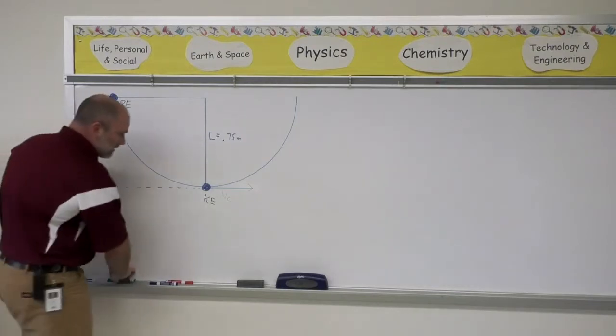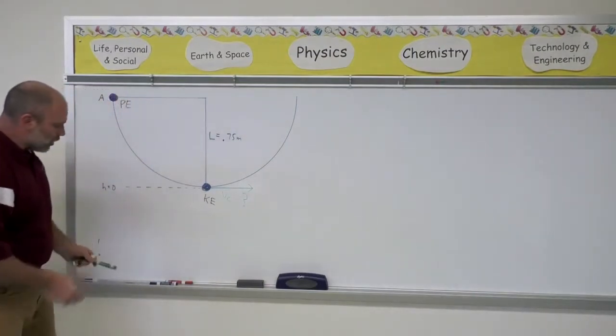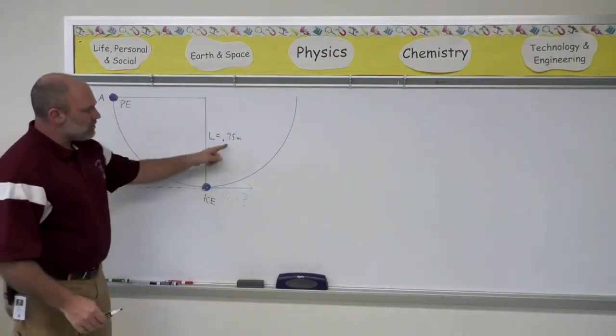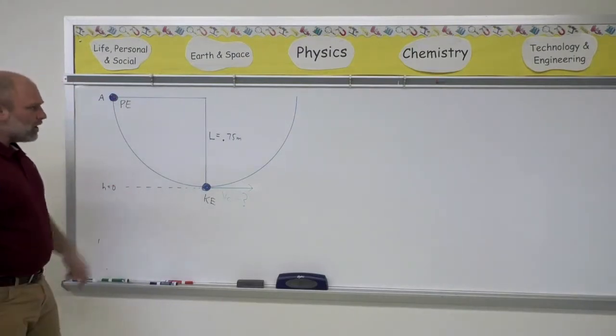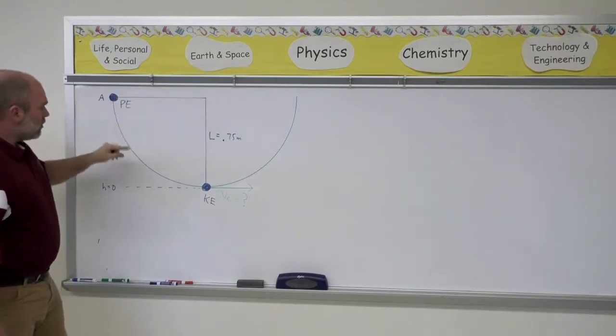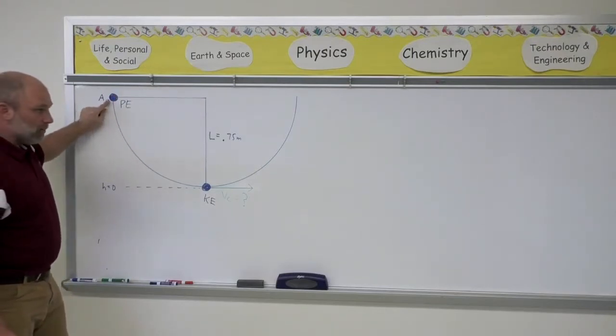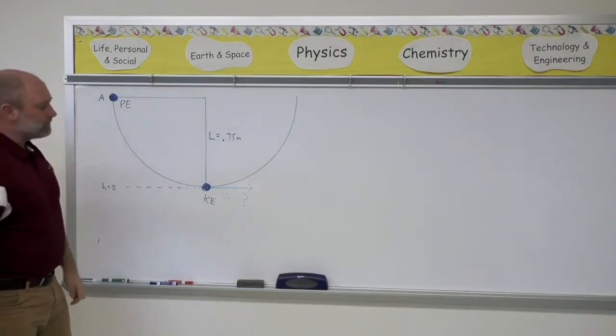And of course, we would like to know what is the velocity at point C. How fast is it going? We are told the length of the pendulum. It's 75 centimeters. And that's all we know, except that we're dropping it from perpendicular. So the height of the bob up here at A is the same as the length of the pendulum.